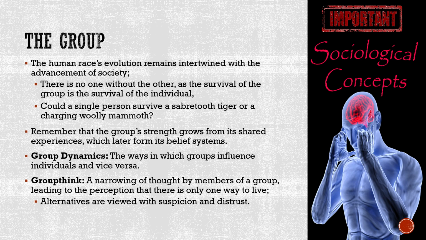And it was as a group we were able to survive some rather monumental obstacles. So again, we need to remember that the group strength grows from its shared experiences, which later form its belief systems. This becomes the concept of group dynamics, or the ways in which groups influence individuals and the individuals influence the group. And it is because of this that we move into the concept of groupthink, or the narrowing of thought by members of a group, leading to the perception that there is only one way to live and that any alternatives are viewed with suspicion and distrust. These are key terms that I need you guys to remember because they're going to play a role as we move forward throughout this semester.